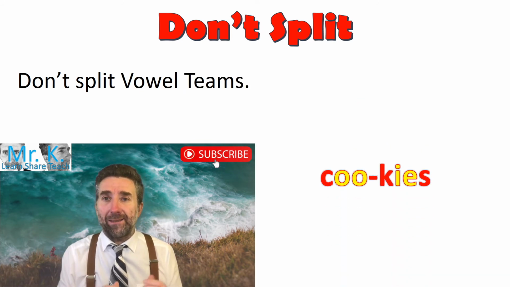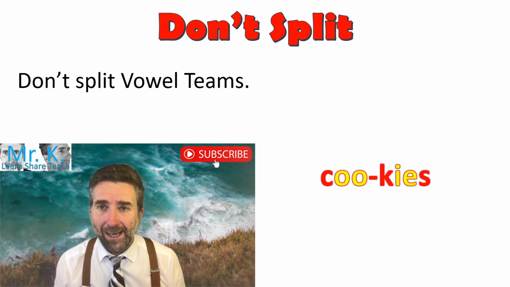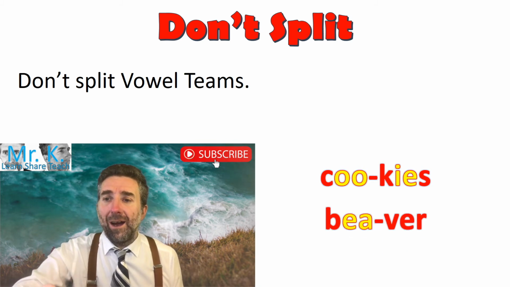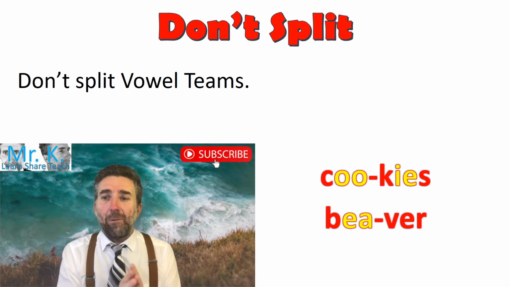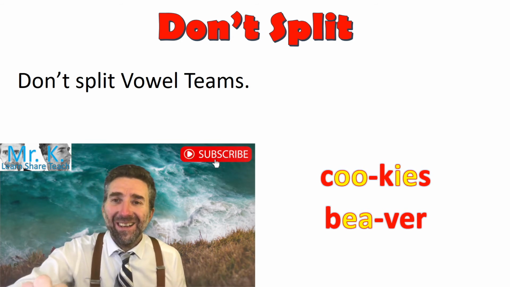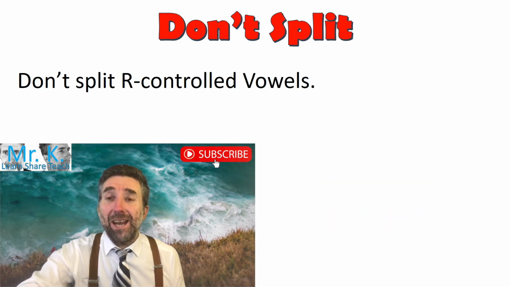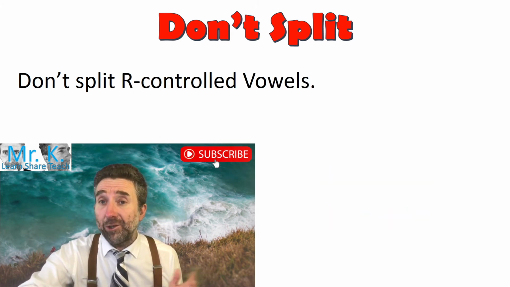So cookies, OO is a vowel team, IE is a vowel team, and we don't split these either. Another one, beaver. Okay, EA is a vowel team, and we don't say be-aver, right? That doesn't sound right. It doesn't mean anything, I don't think. Anyway, excellent. Now, don't split R-controlled vowels.